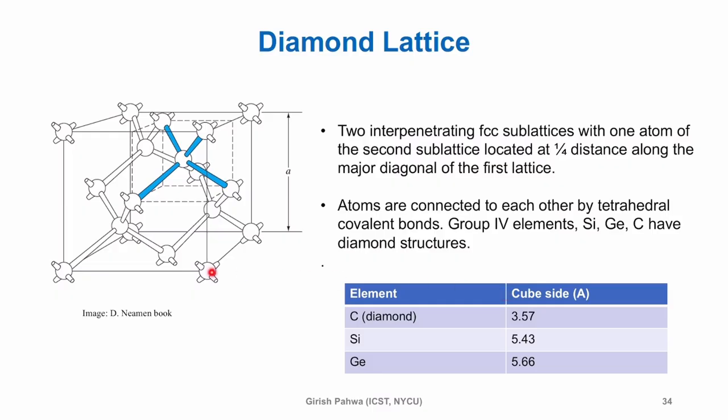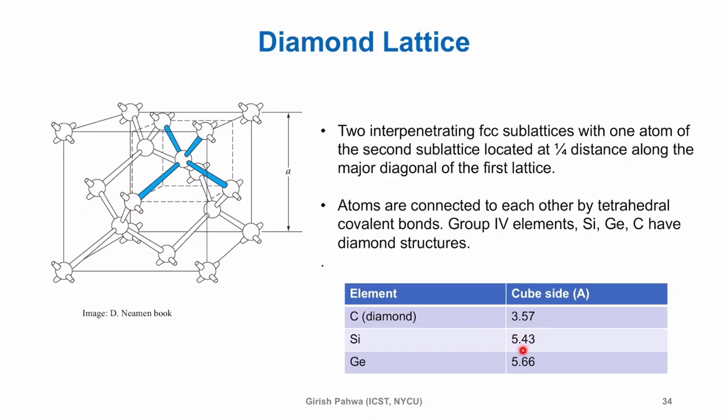The cube side, the side of the unit cell, is called the lattice constant. Carbon has 3.57 angstrom. Just to give you some idea how small these are, 3.57 angstrom is 0.357 nanometer.